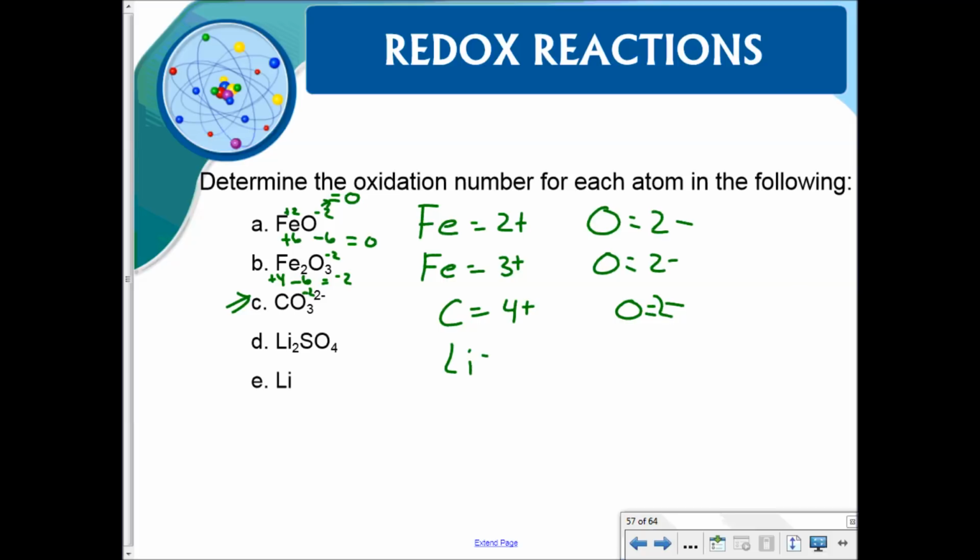Lithium sulfate: we have lithium, we have sulfur, and we have oxygen. We know lithium is 1+, and there are two of them, so the overall charge for lithium is +2. Oxygen we know is 2-, or -2. Four times -2 is -8, and it's got to add up to 0. So what must sulfur be? Well, 2 and -8 is -6, so sulfur must have a +6 to balance out the oxygen and lithium. And then lithium here is sitting all by itself, so we know it's a single element, it's 0.